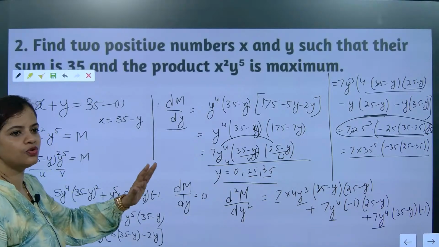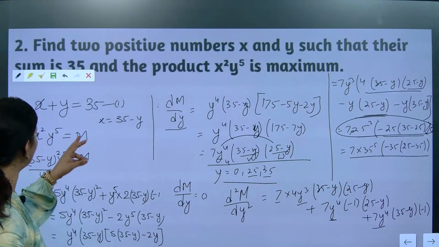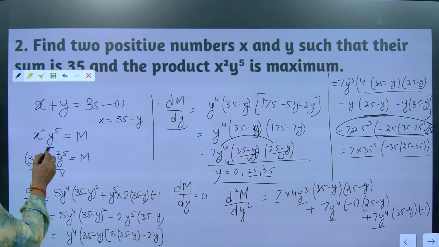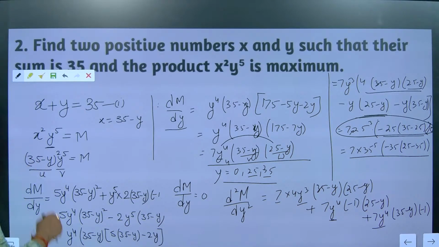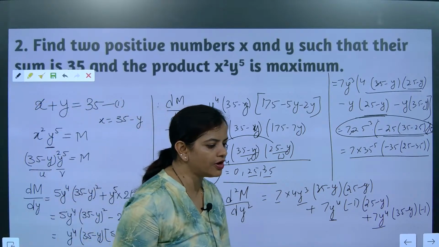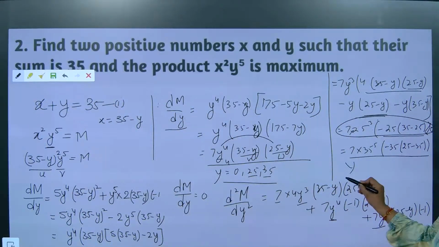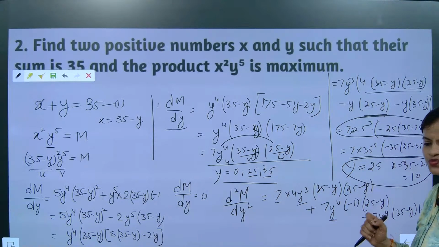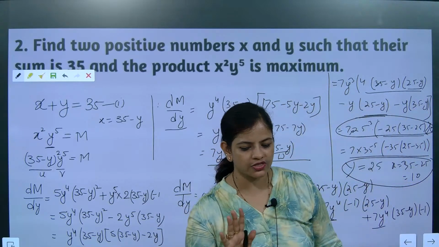So what we are going to do now, we got y equal to 25. So what is the value of x? 10. Got it? That will give the maximum value. So y is finally coming as 25 and x will be 35 minus 25, so it is coming as 10. So this is the answer, 35 minus 25. This is the first typical easiest question we have done.